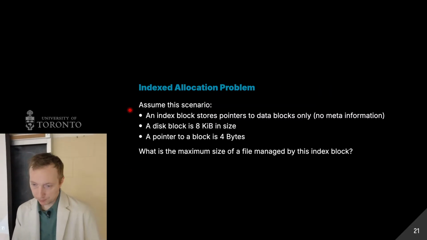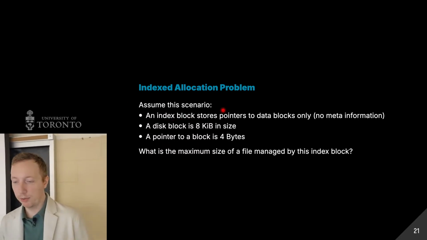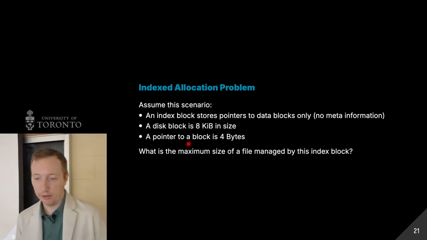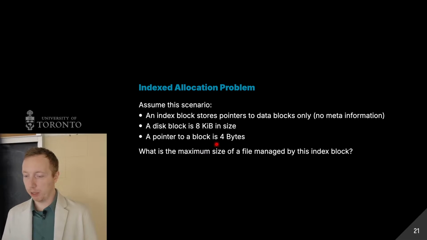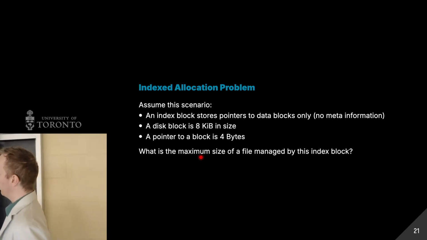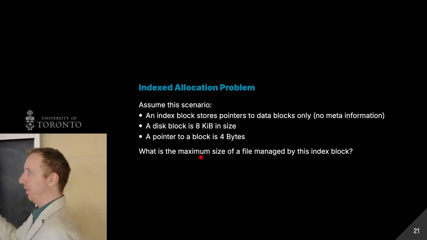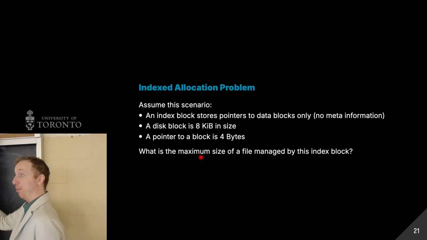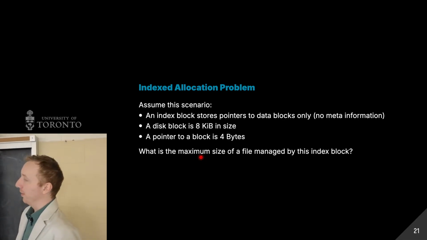So we can actually calculate that. Assume this scenario: the index block stores pointers to data blocks only. There's no other information in it at all. And then, for fun, say a disk block is 8 kilobytes in size, and a pointer to a block is 4 bytes. If I do that, what is the maximum size of the file managed by this index block? This is new content, but it's pretty much a virtual memory question that you'll probably see come Monday. So how would I do this?